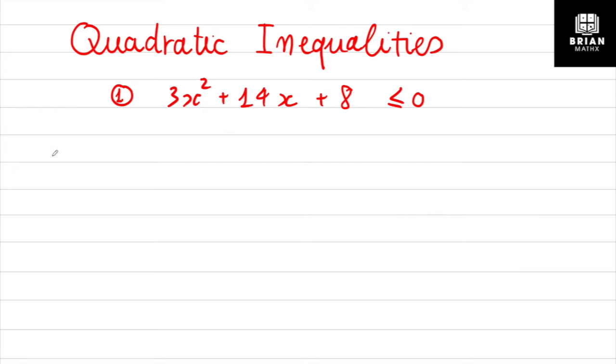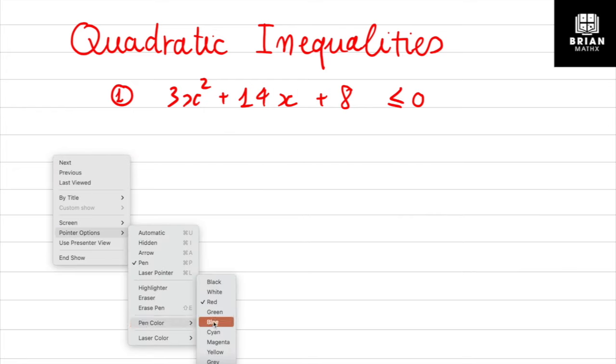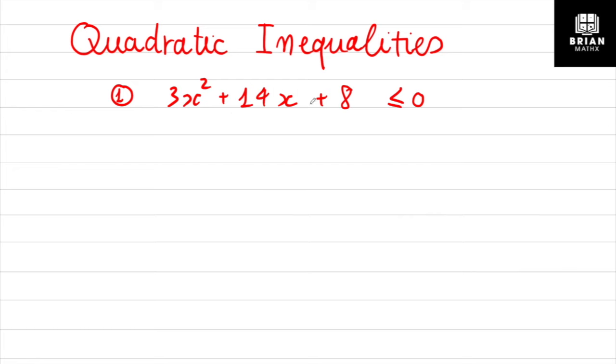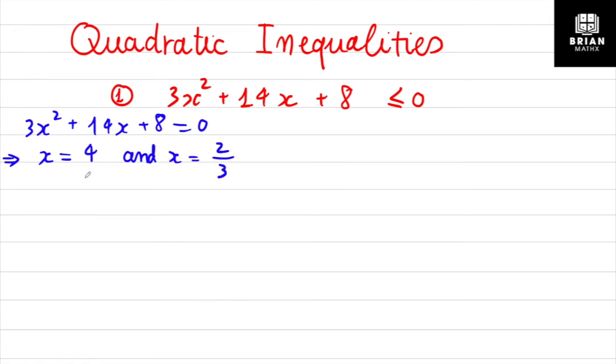to 0. The first step: to solve a quadratic inequality, you should solve the quadratic equation first. I mean, you have to set the quadratic expression equal to 0, and then you can use a calculator, the discriminant, or the formula for solving this equation. When you get the answer, the solutions of this equation will be x equal to 4 and x equal to 2 over 3. So 4 and 2 over 3 will be set on the number line like this.